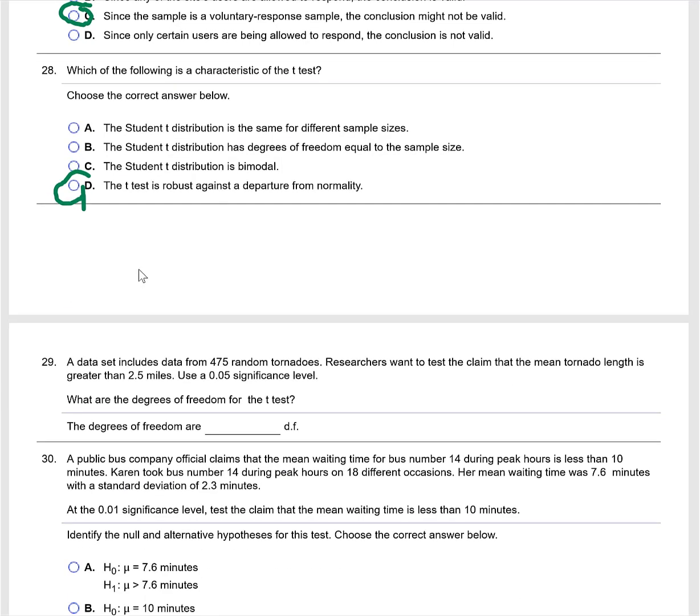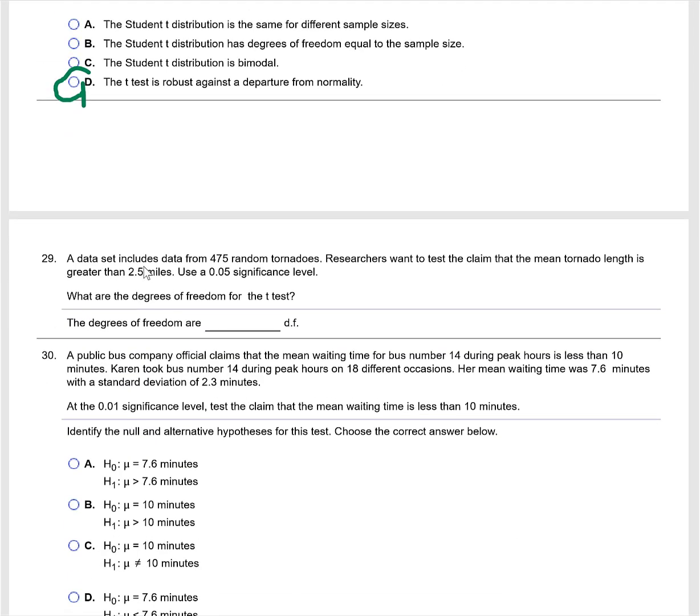Okay, so number 29. Degrees of freedom. We want to know what the degrees of freedom are for this particular problem. They had 475 random tornadoes, and we're going to test that the mean tornado length is greater than 2.5 miles. The degrees of freedom, remember, n minus 1, so this is going to be 474.